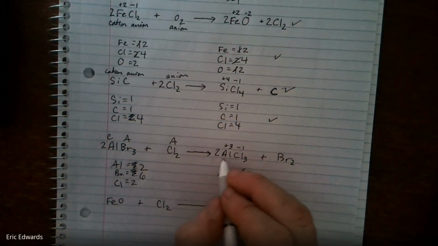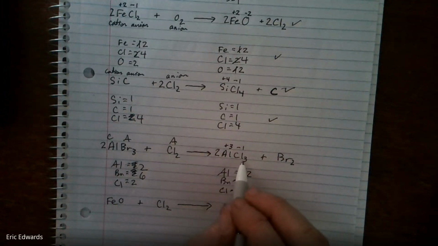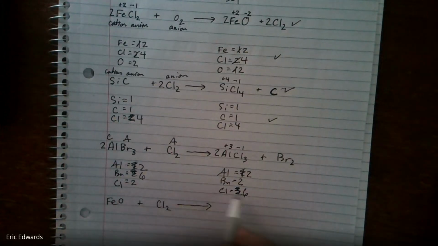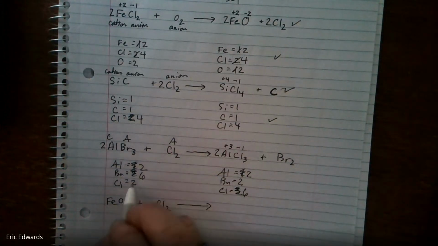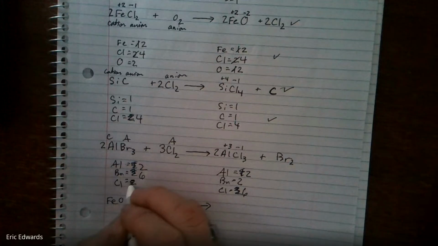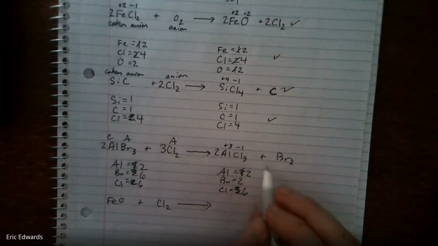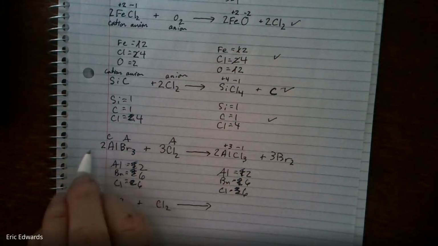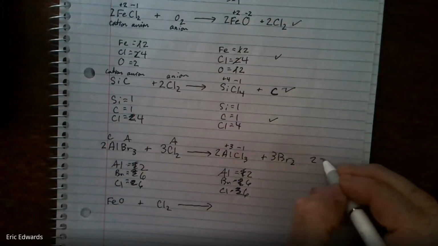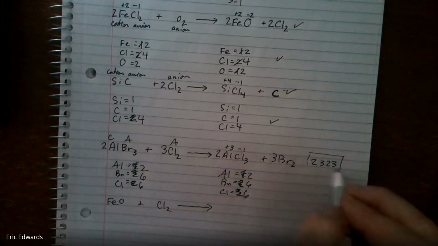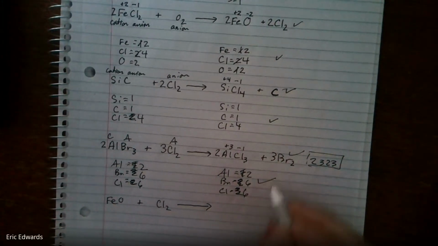And we've got 6, 2 times 3 chlorines, which is 6. So we're almost there. Now we need 6 chlorines over here, and we'll put a 3 in front of that. That gives us 6 chlorines. And over here, we'll put a 3 in front of that, and that gives us 6 bromines. And so the answer to this one is 2, 3, 2, 3. Okay? And we are correct and correct.